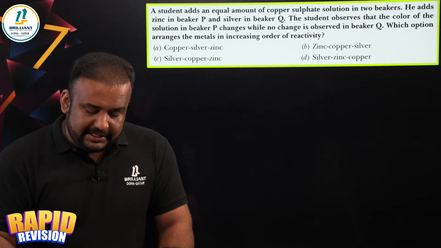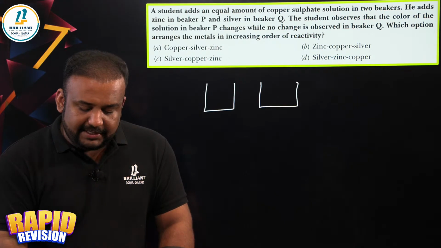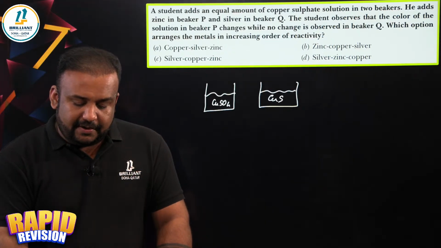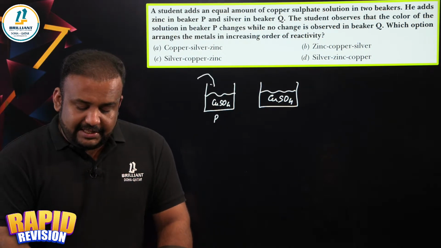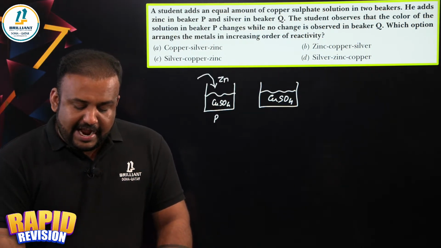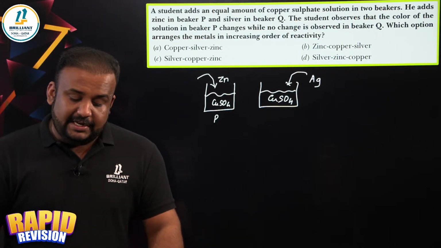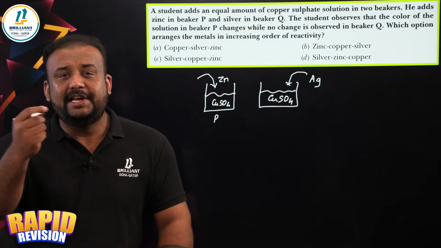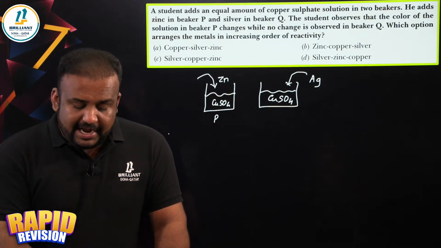Here it is clearly saying a student adds an equal amount of copper sulfate into 2 beakers. So let's say this is beaker 1 and beaker 2, and in both the beakers, what do we have? Copper sulfate solution is there. He adds zinc in beaker P, and then in beaker Q he adds silver. The student observes that the color of the solution in beaker P changes, which means there is a chemical reaction happening there. Yes or no? There is a chemical reaction happening there.